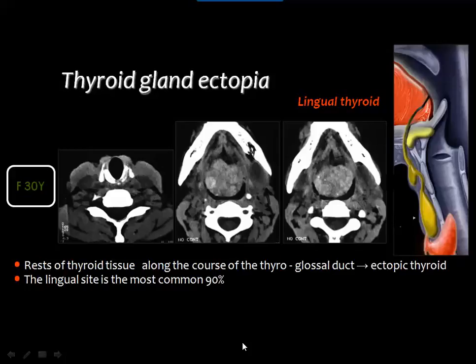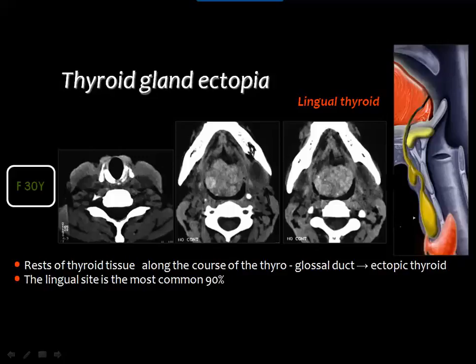Then ectopic thyroid or lingual thyroid is the thyroid gland that is present in an abnormal location along the course of the descent of the thyroid gland from the base of the tongue to its original site in the neck. This is the foramen cecum, and this is the course of the thyroglossal duct, and along this duct you may see a cyst, which is the well-known cyst in the neck known as the thyroglossal duct cyst, and also you see an arrest of the thyroid gland.